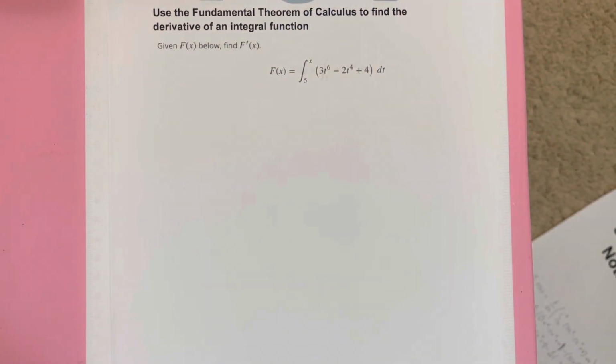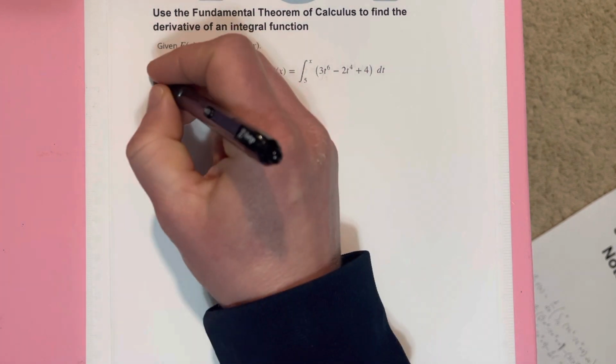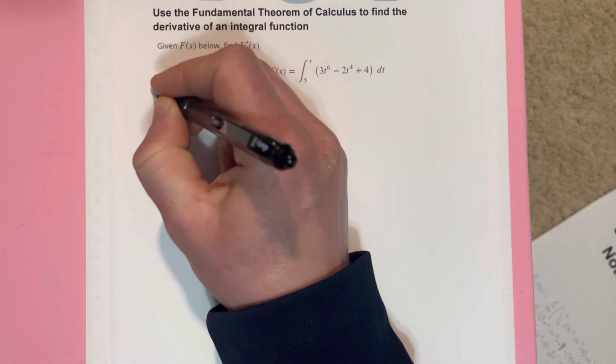In this video, we're going to use the fundamental theorem of calculus to find the derivative of an integral function. It says, given f of x below, find f prime of x, and they give you f of x is equal to the integral from 5 to x of 3t to the 6th minus 2t to the 4th plus 4 dt.